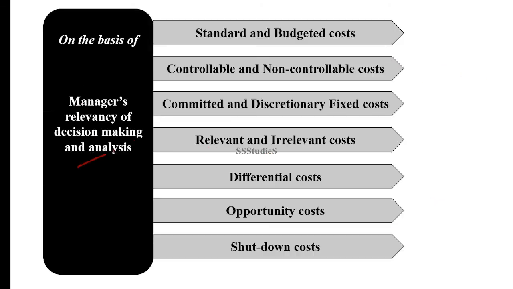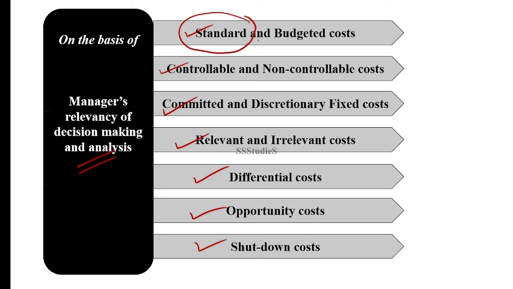On the basis of managerial relevancy for decision making and analysis, costs can either be standard and budgeted costs, or controllable and non-controllable costs, committed and discretionary fixed costs, relevant and irrelevant costs, differential costs, opportunity costs, and shutdown costs. Standard costs are established costs. So it is a cost that the organization already knows well in advance. Beforehand only it knows that this much is the amount that it has to generally spend per unit. As such, it forms a yardstick so that the organization can frequently measure its efficiency.